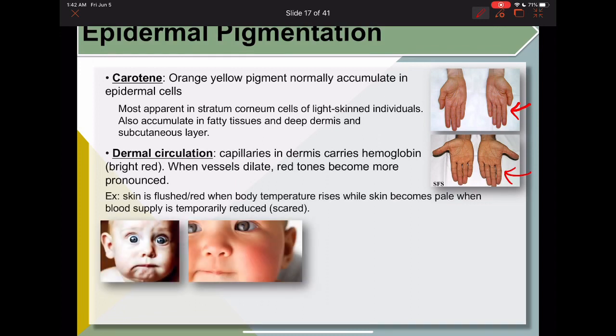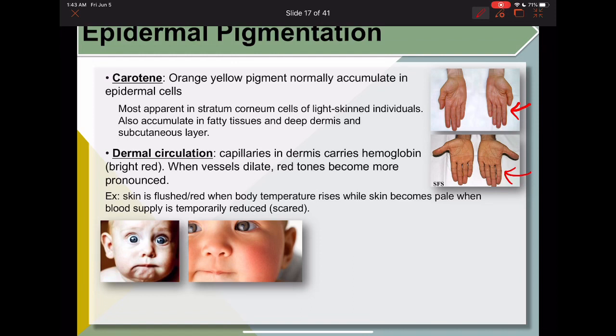Now, dermal circulation can affect our epidermal pigmentation as well, okay? There are a lot of capillaries we talked about. That's part of the subpapillary plexus. And when those blood vessels dilate, there will be more blood flowing through them, which is what gives one those rosy cheeks, okay? When someone's embarrassed or someone's hot, those blood vessels will dilate, more blood rushes into those areas, and that's why you end up with blushes on your cheeks or redness on your skin.